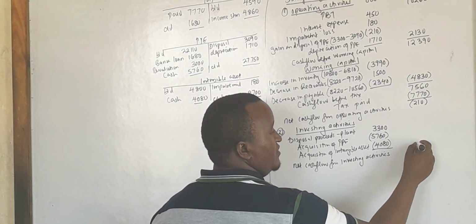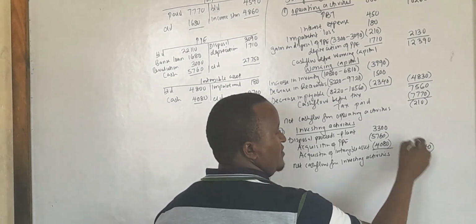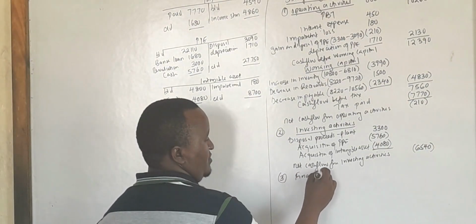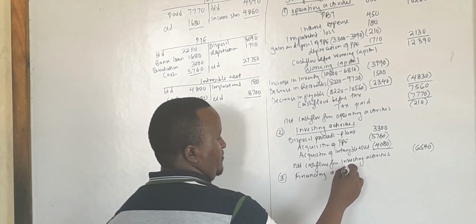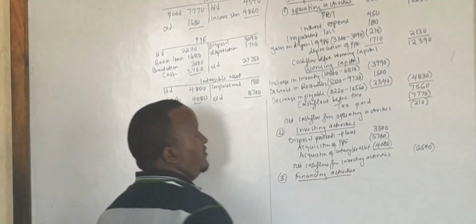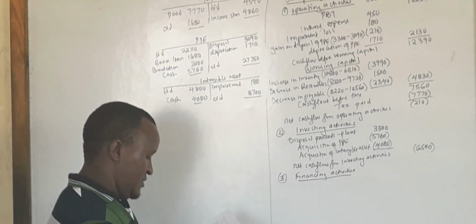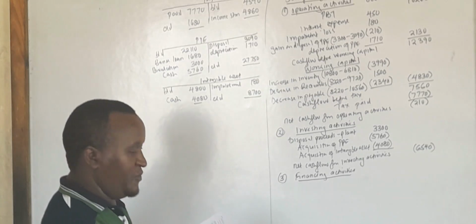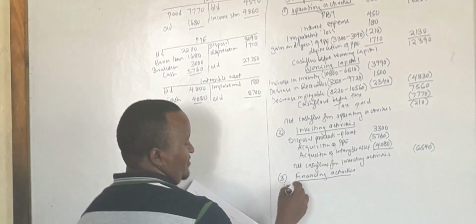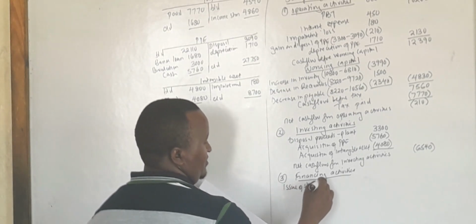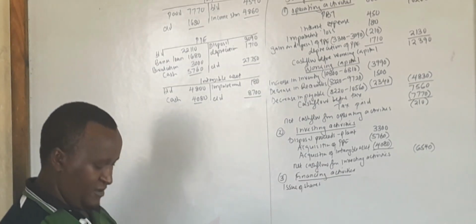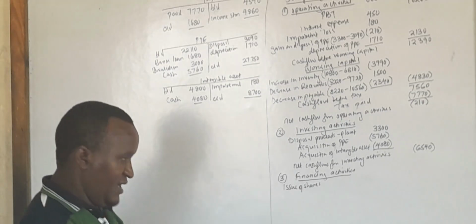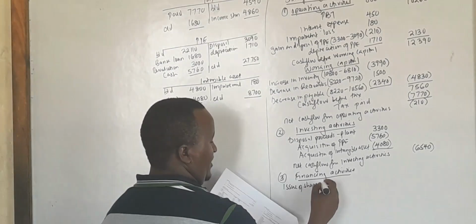Okay, go to number 3. Financing activities. What happened to our shares? Look at equity. So this one we can look at it directly without opening an account. Issue of shares. Equity, share capital. It increased by 3,000. So that will be 15 minus 12.